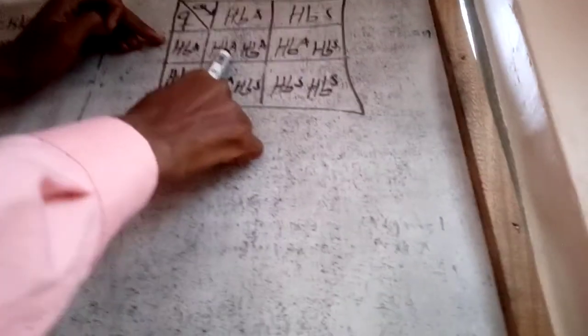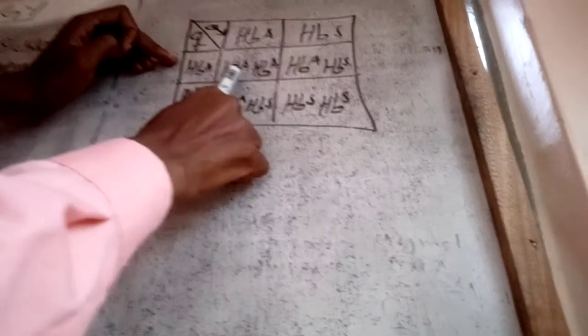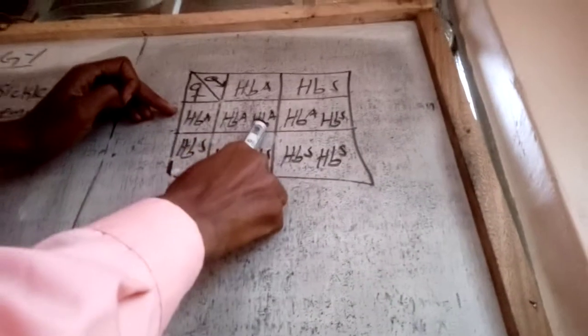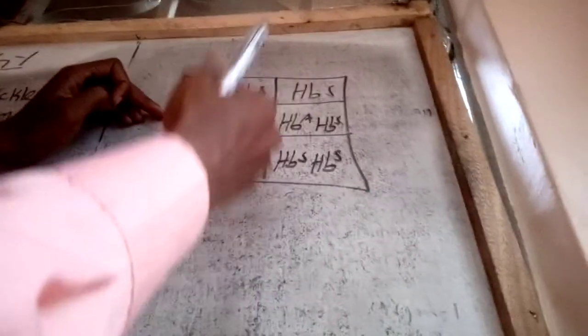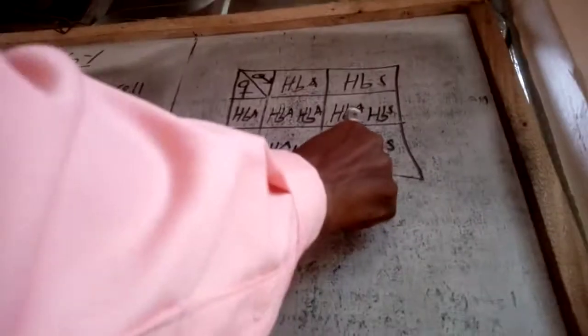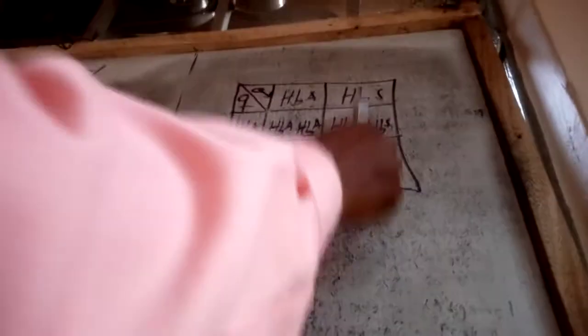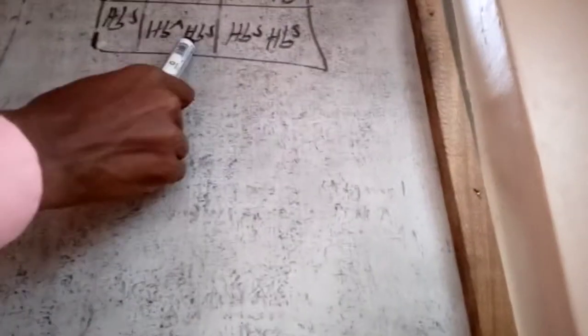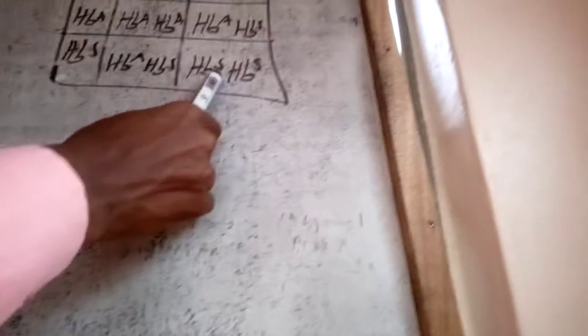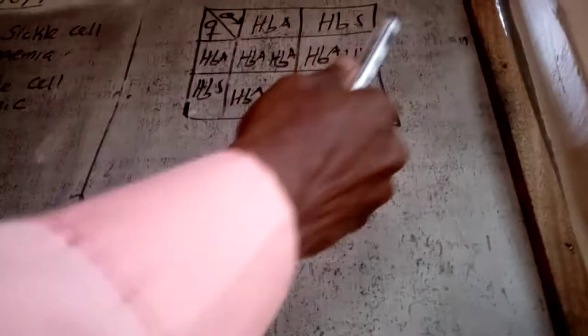The first child in the F1 generation will be in homozygous condition as far as the normal hemoglobin is concerned. What about the second child? The second child will be having sickle cell anemic trait, that is, HbA and HbS. The same case applies to the third child. What about the possibility of the fourth child? The fourth child will be definitely sickle cell anemic.